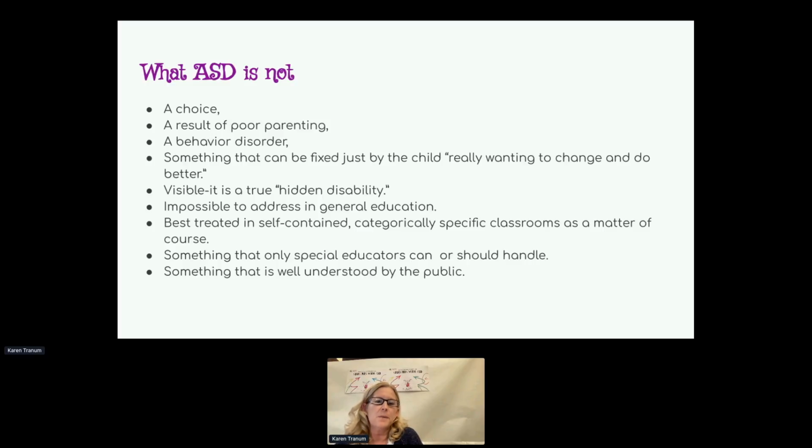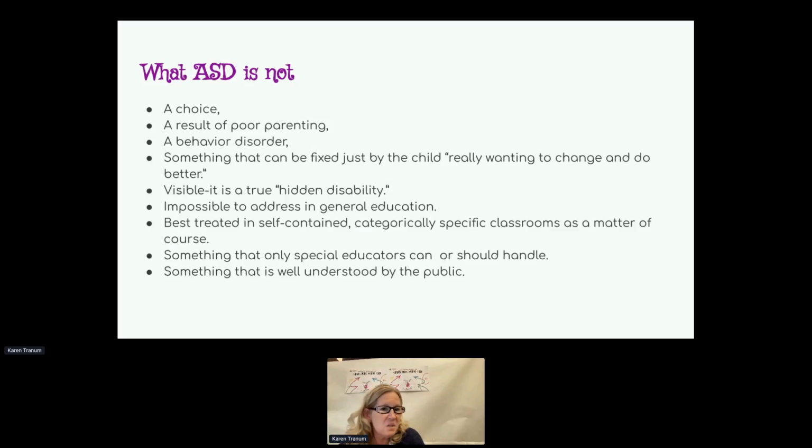But a lot of times people jump to conclusions. It is not impossible to address in general education. If you think back to what I just said about how many kids are below average intelligence, that does not mesh up with how many are in special ed settings. So this can be addressed in the general ed situation. It is not something that needs to be in self-contained rooms. It is probably better if we have those peer role models.